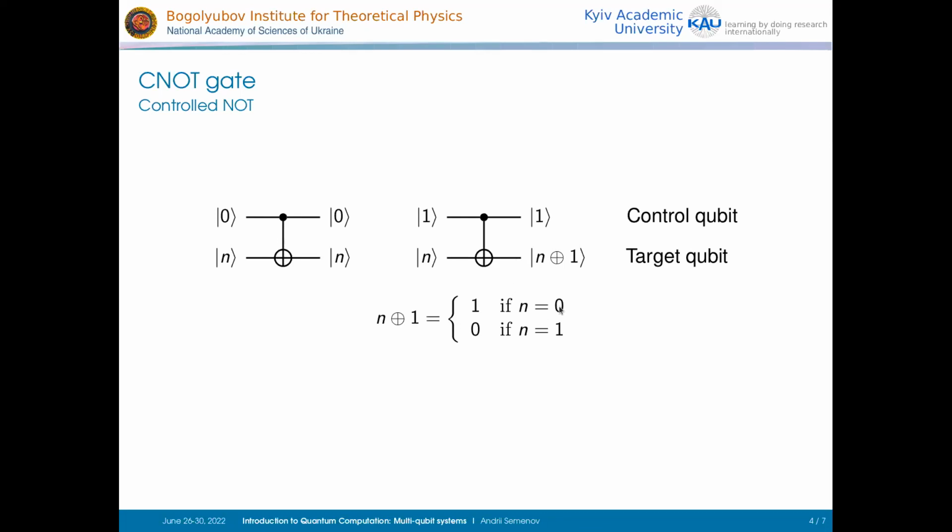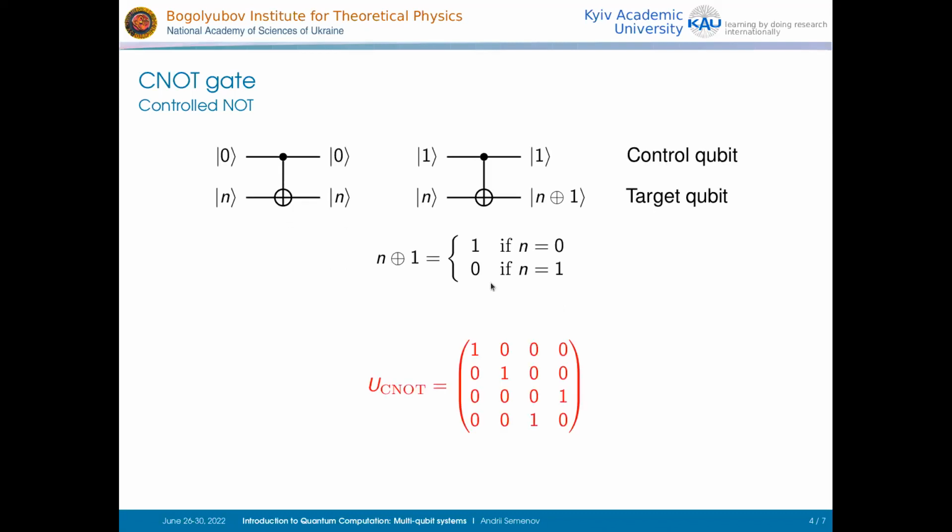When it was 0, this is 1. When this was 1, this is 0. So the CNOT gate simply changes the state of your target qubit if the control qubit is in the state 1. Of course, when we consider a general unitary transformation, this will have an even richer structure. Nevertheless, let's see how it looks in the matrix designation.